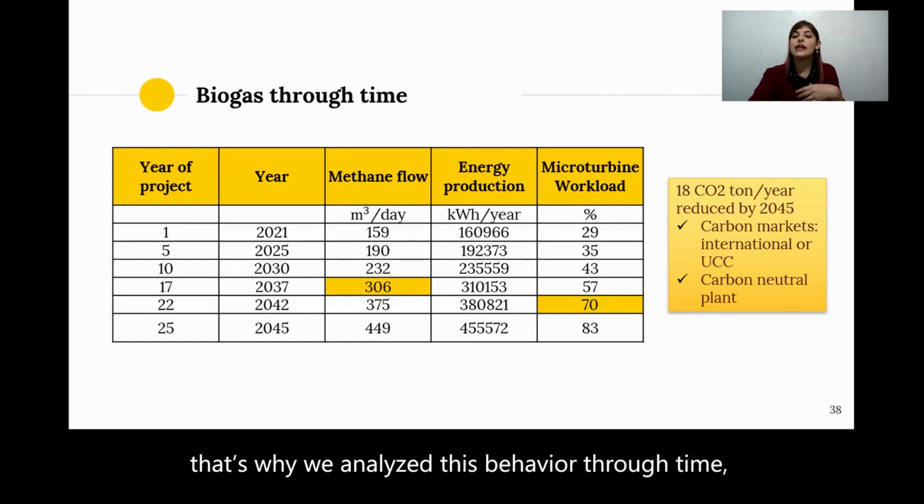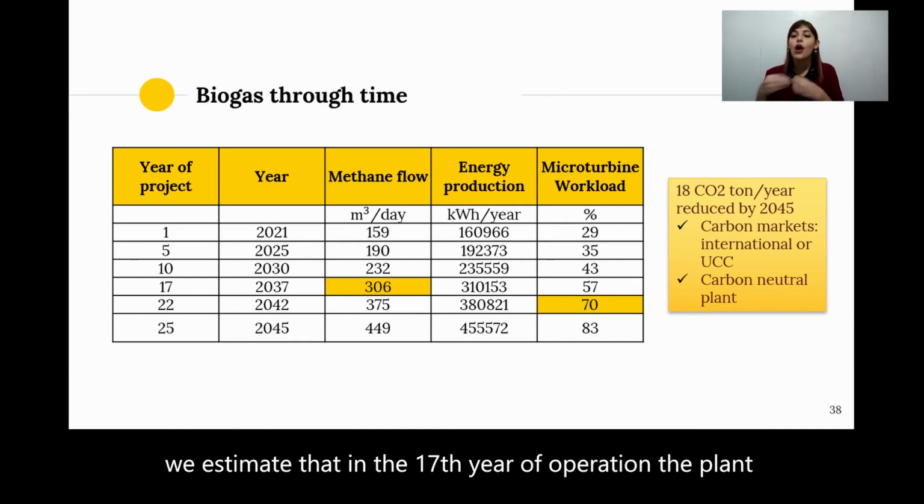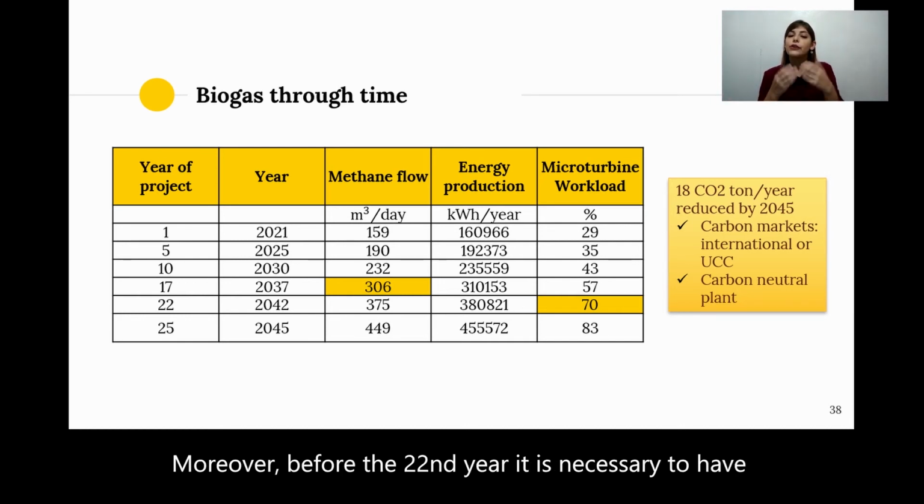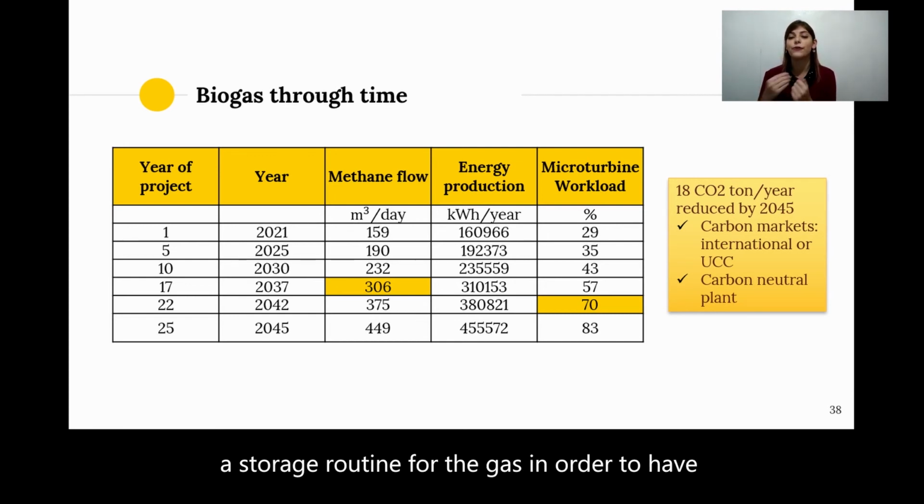That's why we analyze this behavior through time. We estimated that in the 17th year of operation, the plant will need another gasometer to handle the methane flow. Moreover, before the 22nd year, it is necessary to have a storage routine for the gas in order to have the microturbine workload set at around 70%.